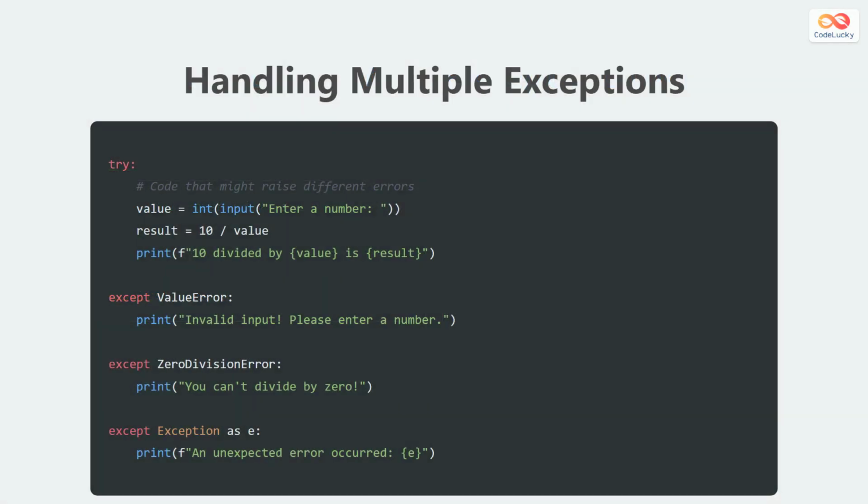Sometimes, a block of code can cause different types of errors. You can handle them individually. In this example, we ask the user for a number. If they enter text instead of a number, a ValueError occurs. If they enter 0, a ZeroDivisionError happens. We can catch each specific error and provide a tailored message. There's also a general except Exception at the end to catch any other unexpected errors.